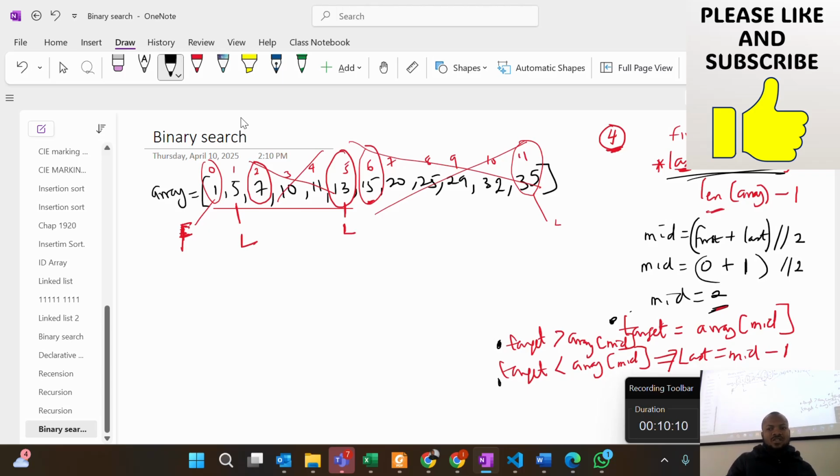And my answer is what? 0. Is that understood? Is 0. That means the middle index is now 0. Since it is index 0, the value at index 0 is what? Is 1. Then we compare 4 with what?